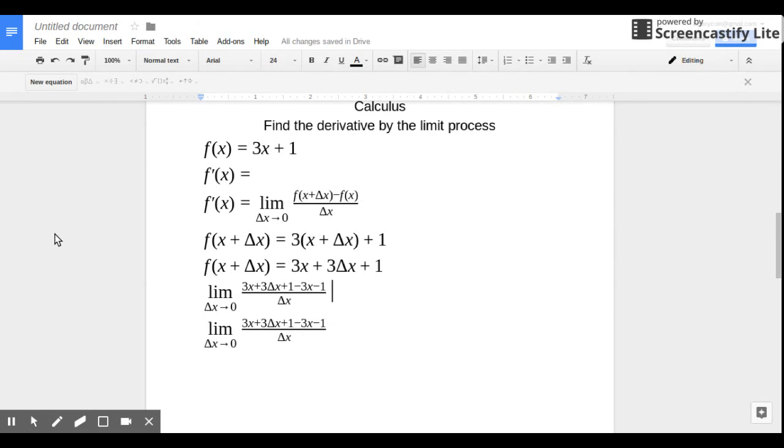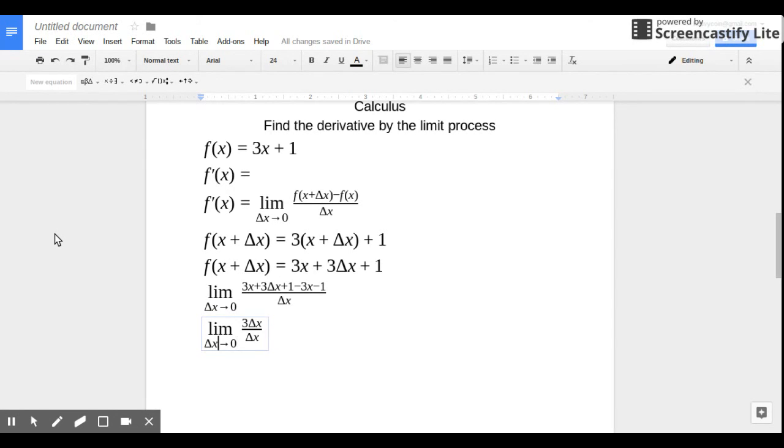Okay, so let's go ahead up here in the numerator. And so we have that -1, we have a plus 1, so those are going to disappear. And also that minus 3x, and we have a plus 3x. So you see that's going to disappear also. Subtracting off the function. Now, as you can see here, we have a 3 delta x and then a delta x down in the denominator. So the delta x's are going to cancel out. Okay, the delta x's will cancel out.